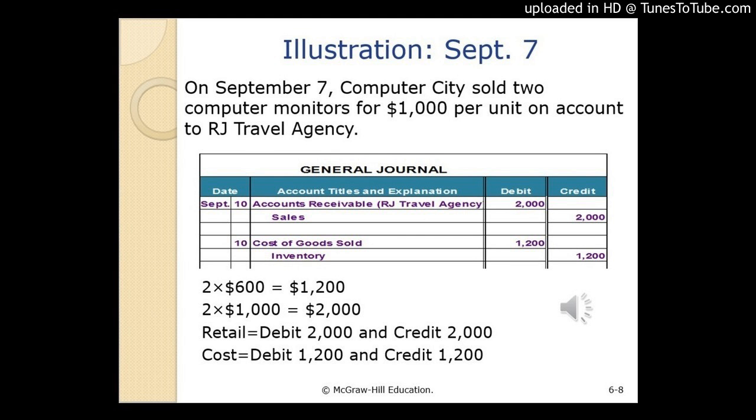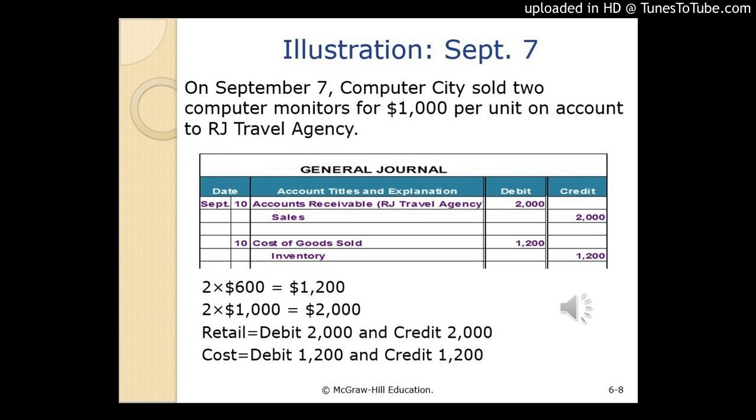So the first step is that we are going to reduce the amount of our inventory, right? We had inventory that we're decreasing by $1,200. We had 2 computer monitors. We paid $600 apiece for each of them. We're going to decrease that account, or credit it, by $1,200. That's the bottom left corner there.